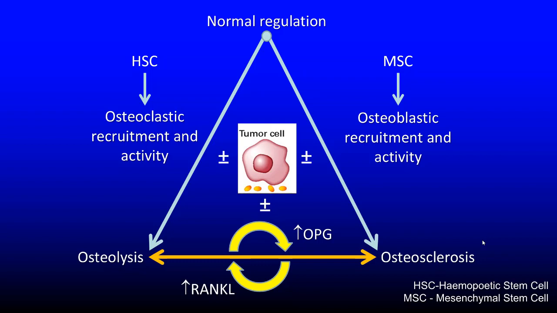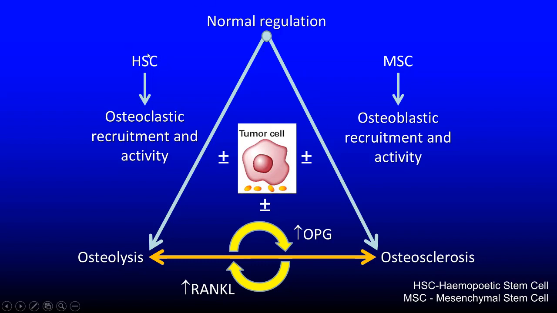So the most simple way to put it is this. At the top you have normal, no cancer. Then cancer comes in and it screws everything up. But it screws things up in 3 ways. Now, mesenchymal stem cells differentiate into osteoblasts, and osteoblasts lead to osteosclerosis. So this is medical school stuff that you'll all remember, hopefully.